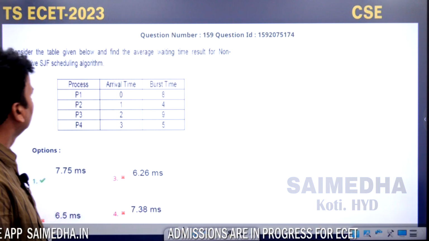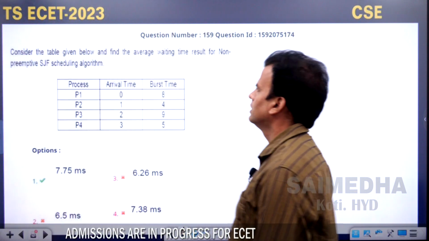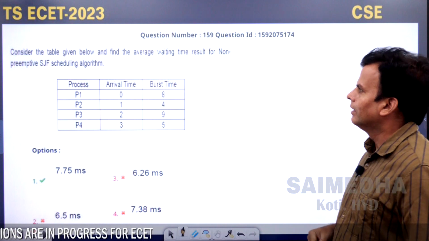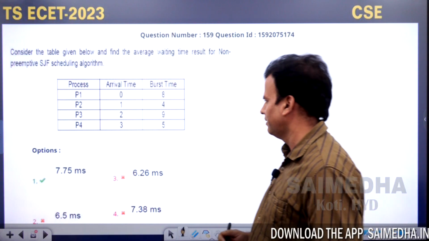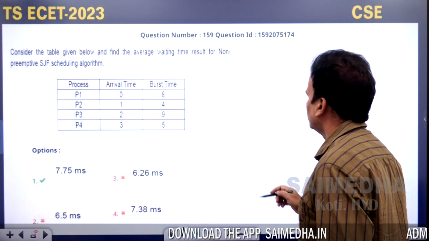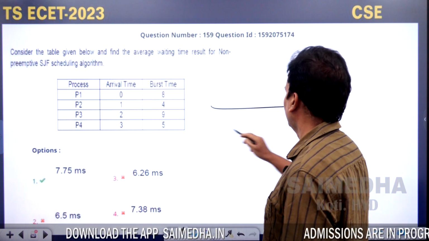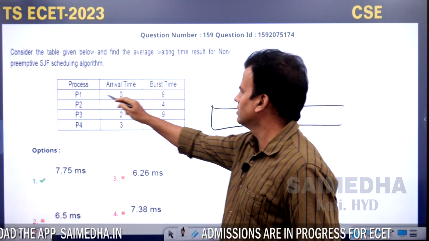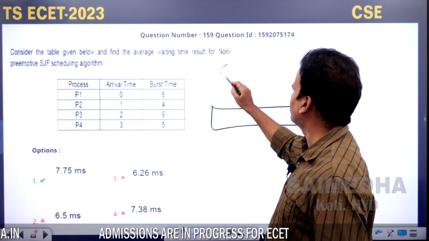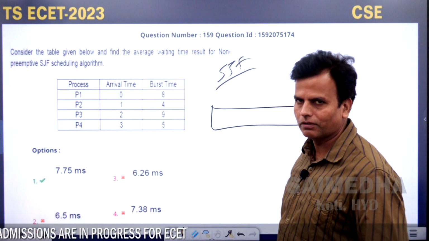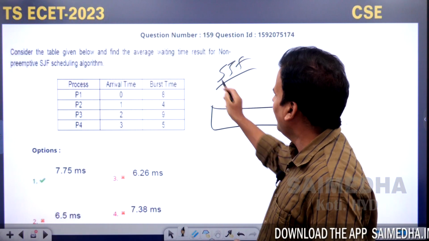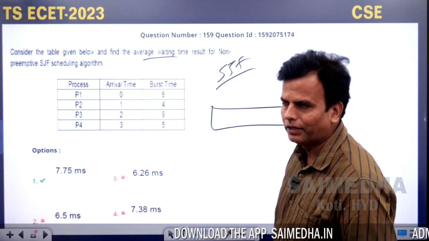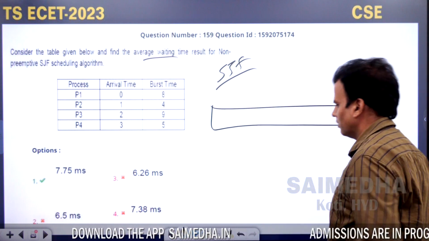Consider the table given below and find the average waiting time for non-preemptive SJF. So let's see this one without wasting much time. If you are observing, the algorithm is SJF, shortest job first. What we need to do is find the average waiting time by using the SJF algorithm. Let's see this one.